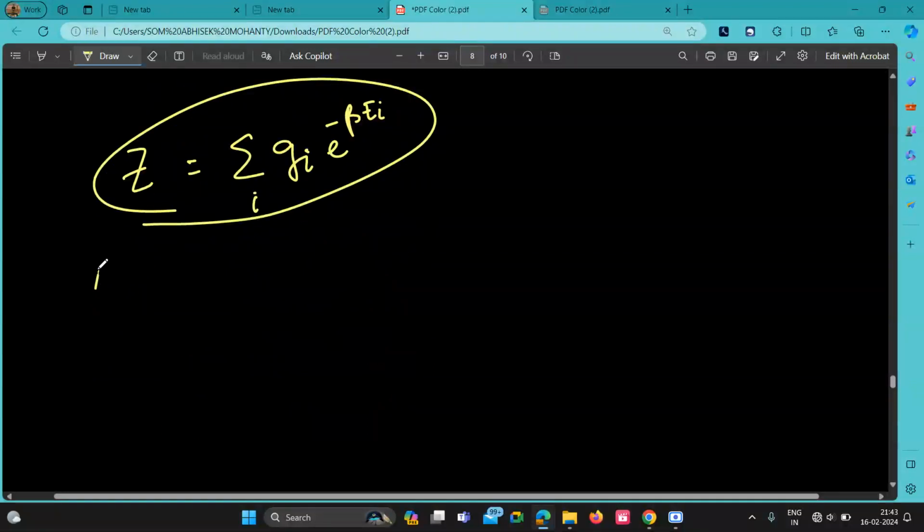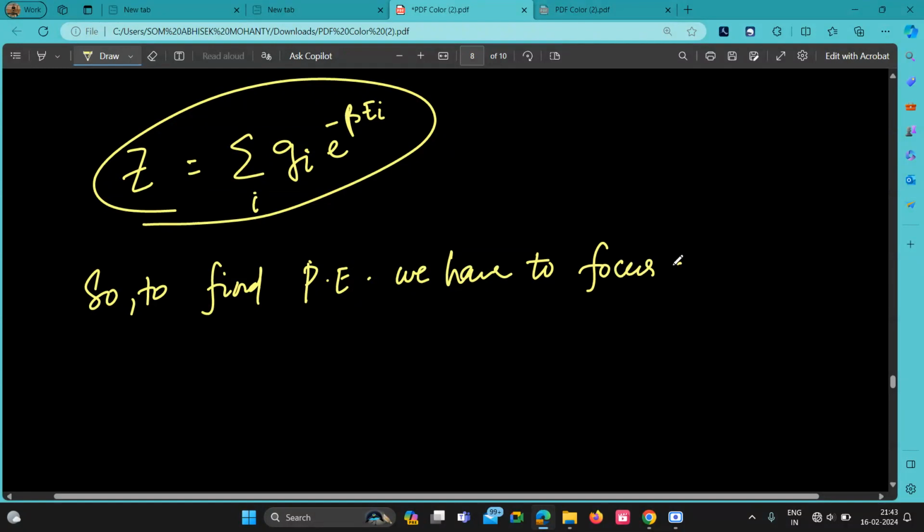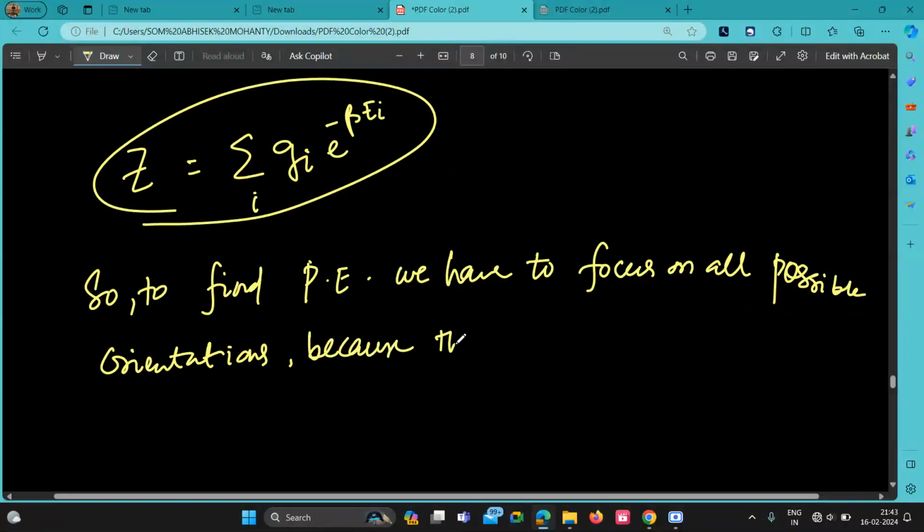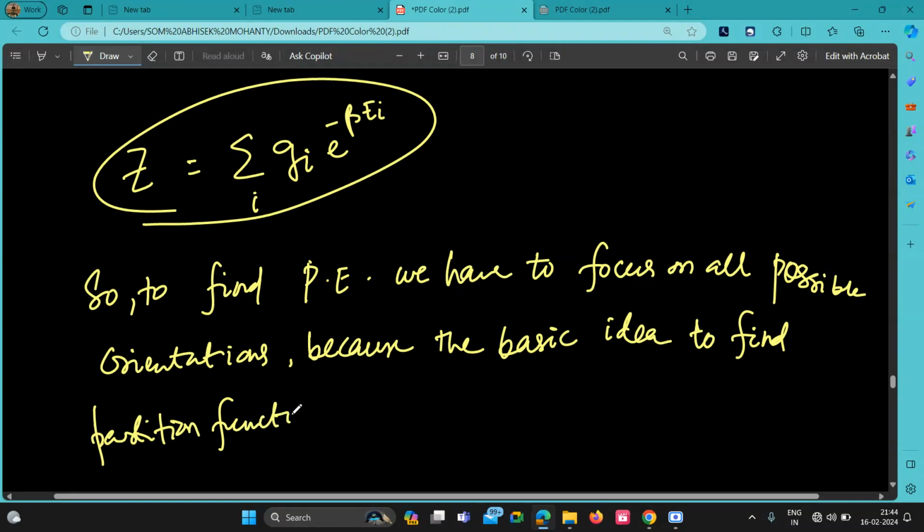Okay, so write the point. To find the potential energy, we have to focus on all possible orientations, because the basic idea to find the partition function is to consider each possible energy state.